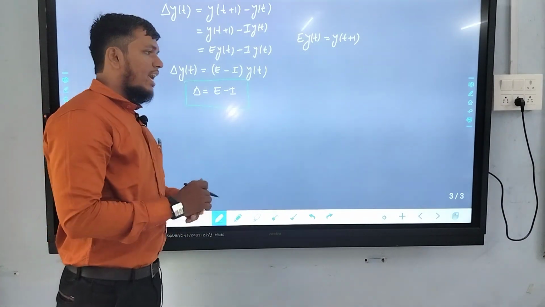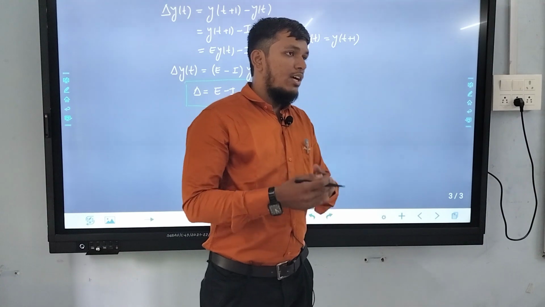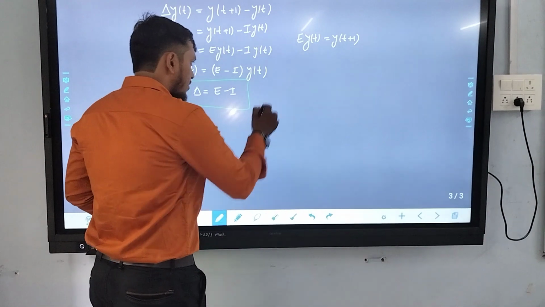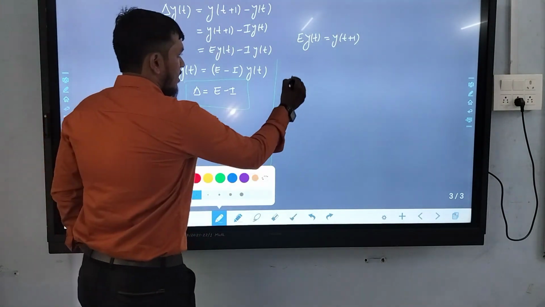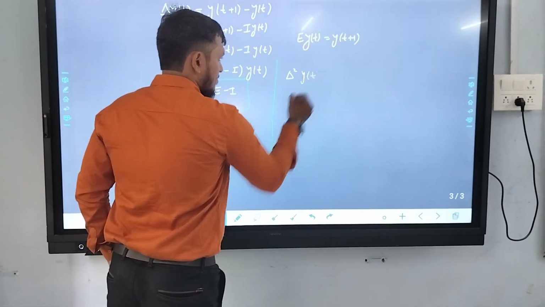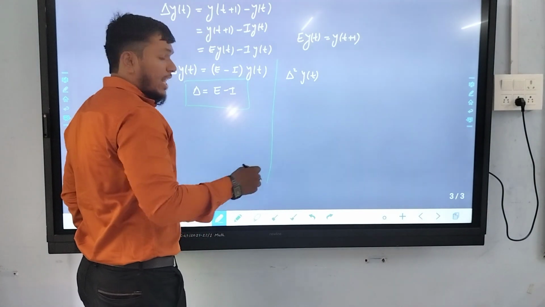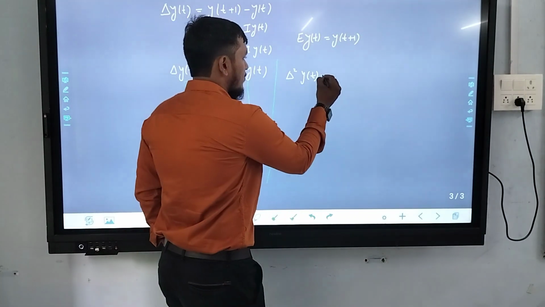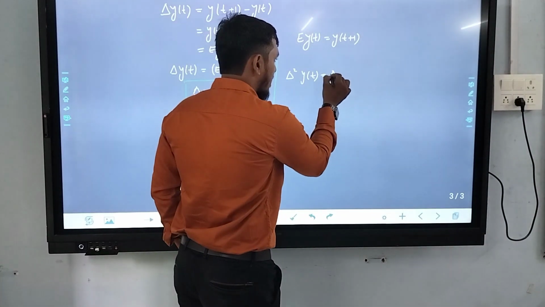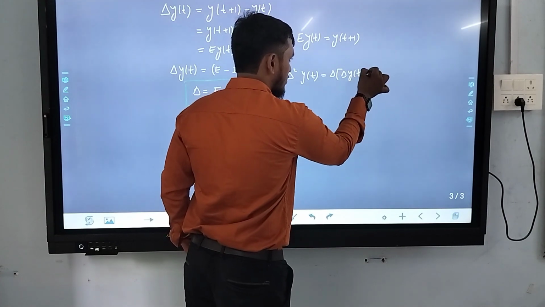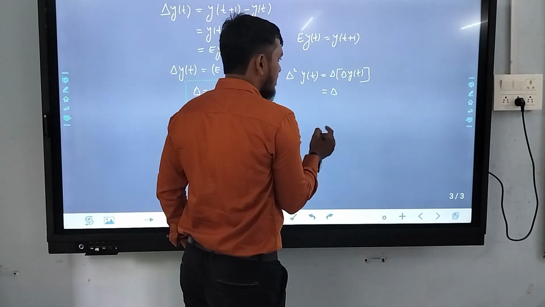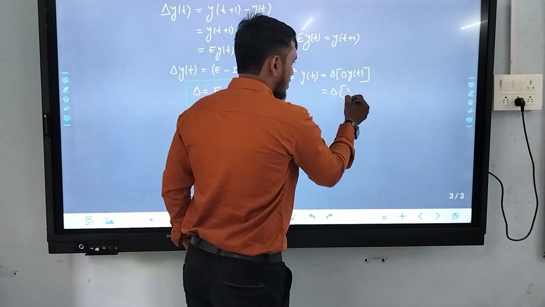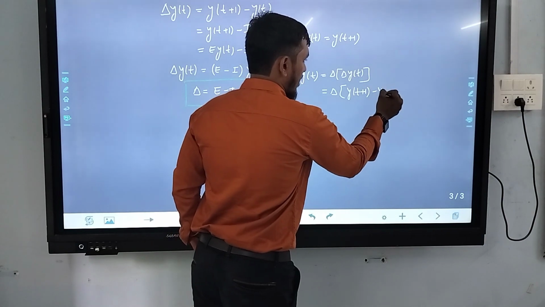Just like a higher order derivative, there is also a higher order difference operator. So now we find what delta square y of t is, just like a second order derivative. We know this delta square can be written as delta of delta y of t. Now delta y of t, by the definition of the difference operator, is nothing but y of t plus 1 minus y of t.